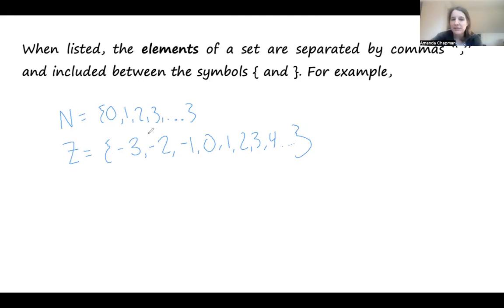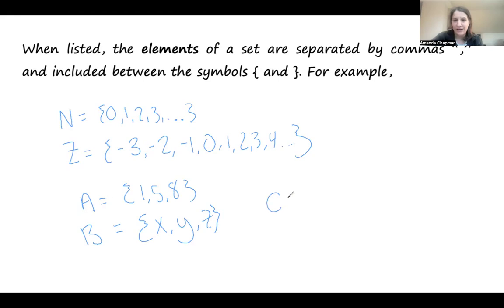But it doesn't have to just be these classic sets that you learned. I can also make up a set, like A is the set {1, 5, 8}. B could be letters like {X, Y, Z}. That could be a set. And we can also just have a set of anything. Amanda, Ben, and Einstein can be a set. So it's me, my husband, and my dog in a set, a set of three elements.